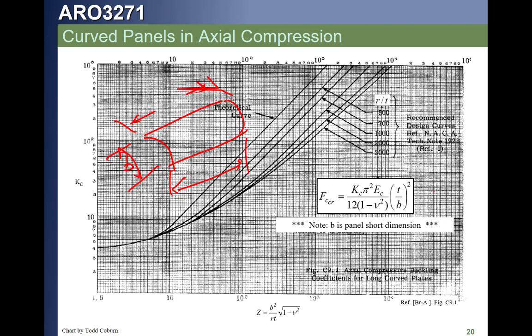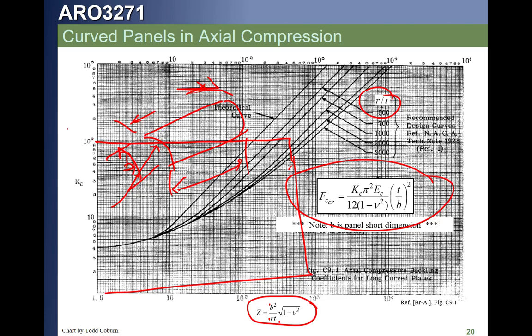Then we will use this equation and we will calculate the Z for the panel, which means we plug in our short dimension B, our radius of that curved panel, the thickness of that panel, square root of 1 minus Poisson's ratio squared, read our Z, find the appropriate R over T and go to that curve and read a K. Once you have the K, you put it in here with E sub C and everything else, and that will give you your critical buckling allowable for that curved panel if it's acting alone.